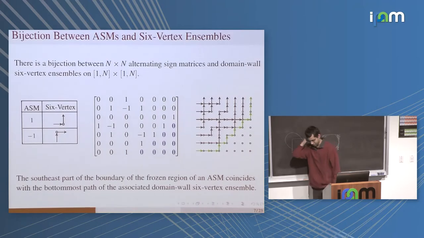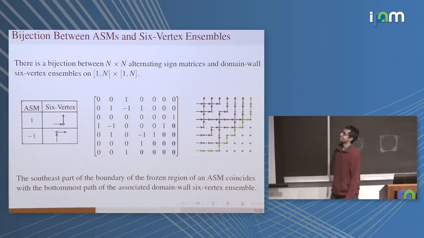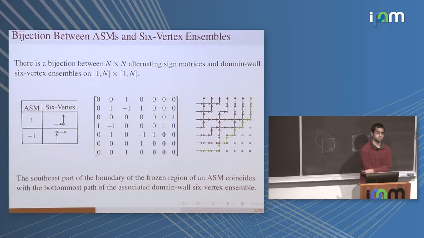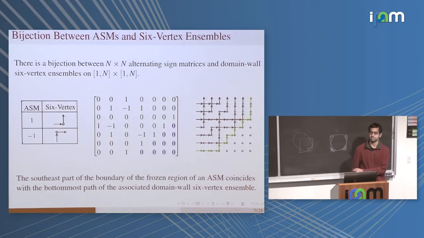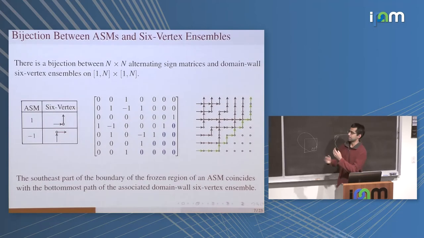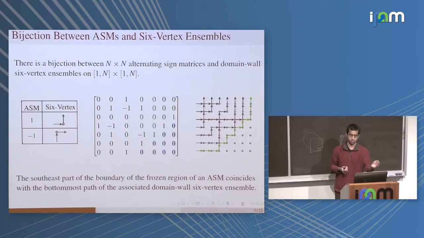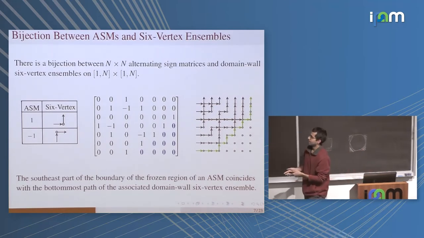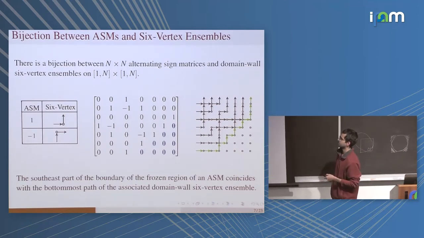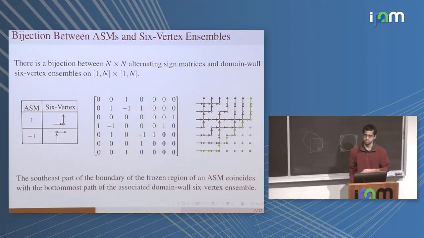Okay, so again, sorry, this is again sort of review, but there is a standard bijection between alternating sign matrices and domain wall six-vertex ensembles. At each 1 or -1, you put a corner, like the corner I showed in this chart, and this turns out to be a bijection. So this one, for example, turns into this corner here. And the moment you fix all the corners of the ensemble, the rest of the configuration is forced. So that determines it.